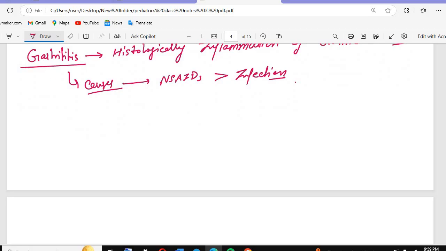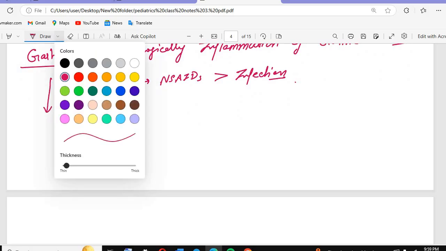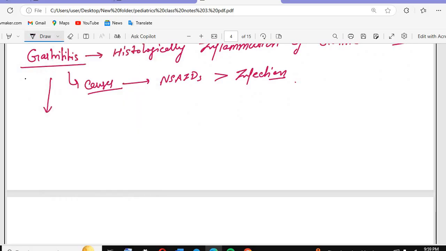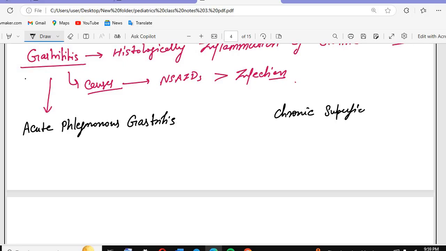Then if we talk about gastritis further, there are two types. We call this the acute condition, the phlegmonous gastritis, where bacteria would be there. And another one is chronic gastritis, basically superficial gastritis.